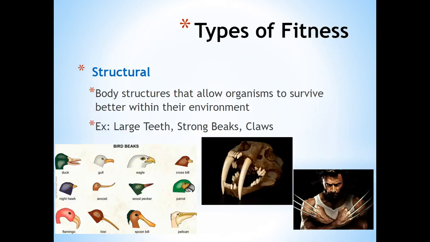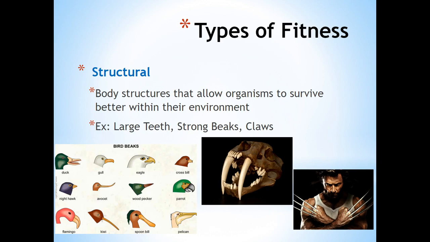Types of fitness. You have structural too. This is kind of cool. Body structures that allow organisms to survive better within their environment. For example, large teeth, strong beaks, claws, whatever it may be. As you look at the birds here on the left side, you will notice that there's a number of different beaks out there for birds, and they all grant them a special ability for probing, spooning through the mud, holding fish in their pouches, whatever it may be. But ultimately, they have this structural advantageous feature.